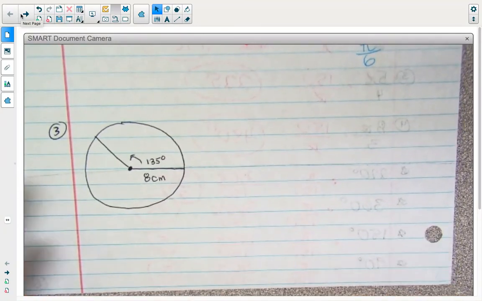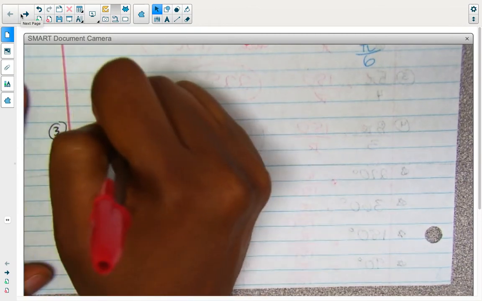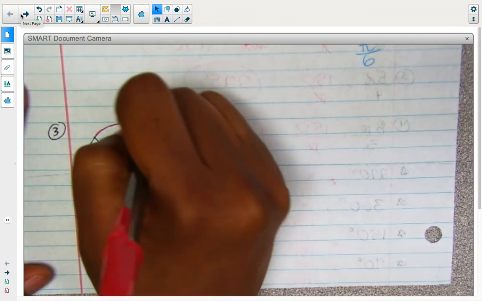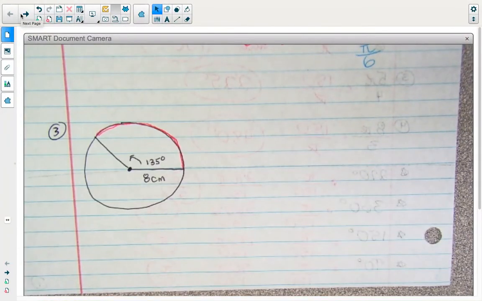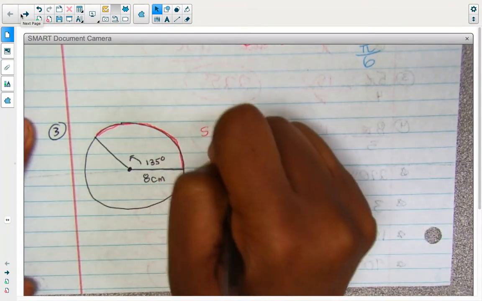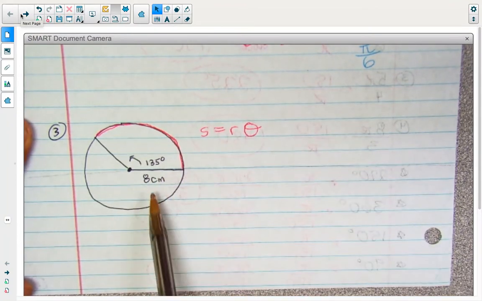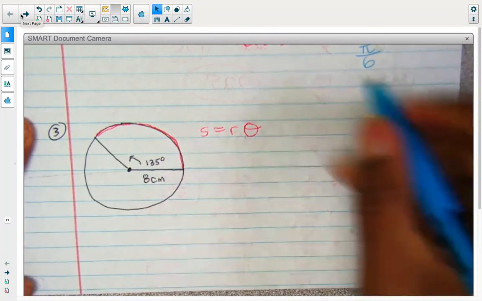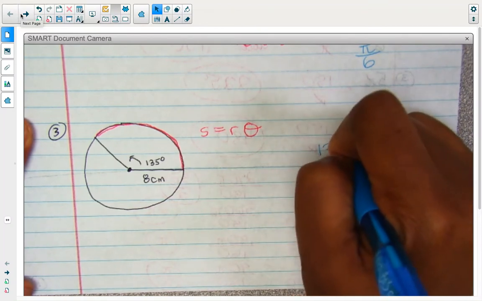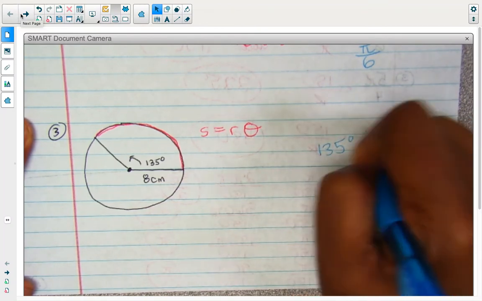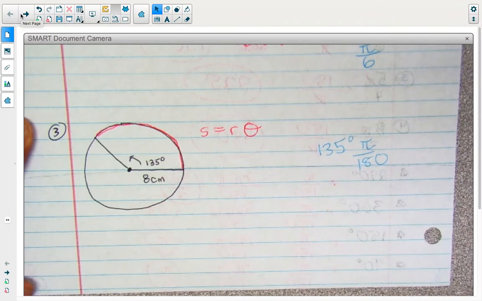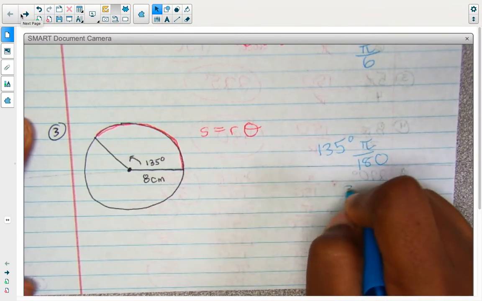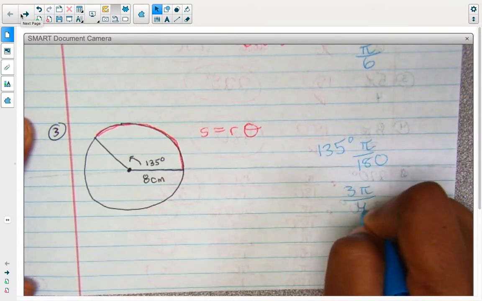So number 3, I'm looking for my arc length around here. So what I highlighted in red there, let's start by writing our formula down. I know the radius is 8, and this is given to us in degrees. It's 135 degrees. We need to do a conversion factor, so I can do that over here to the side. My conversion factor is pi over 180. When I multiply this and simplify, I get 3 pi over 4.